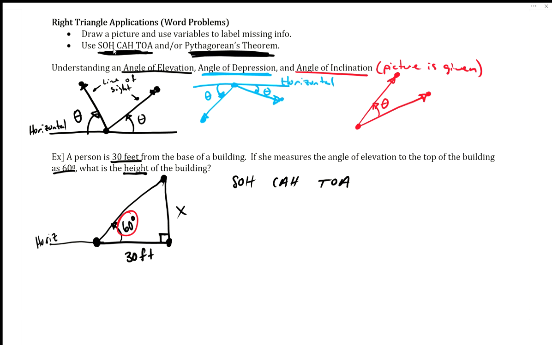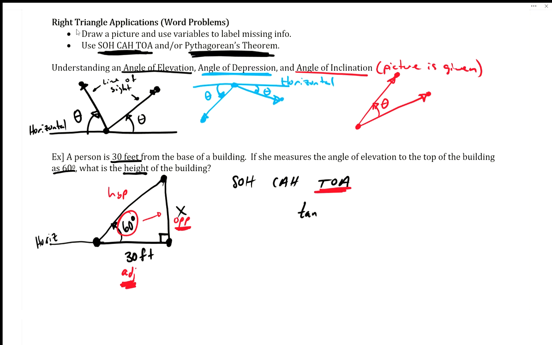I'm going to just say, well, based on this 60, I know directly opposite is x. The longest side, which I don't need, is the hypotenuse. The 30 is the adjacent. So I need to find opposite and I have adjacent. Opposite and adjacent is the tangent. So that's the one I want to use.